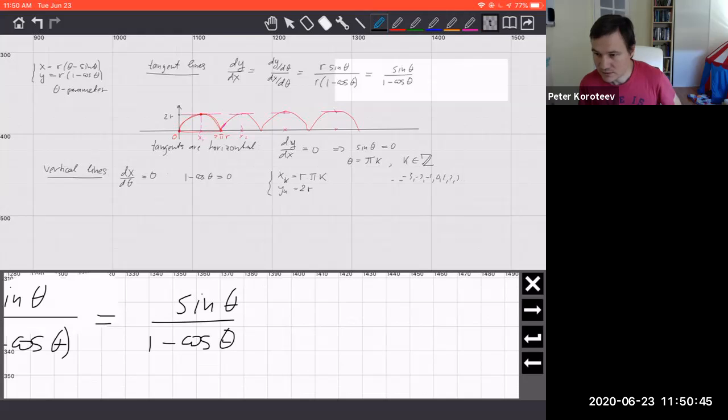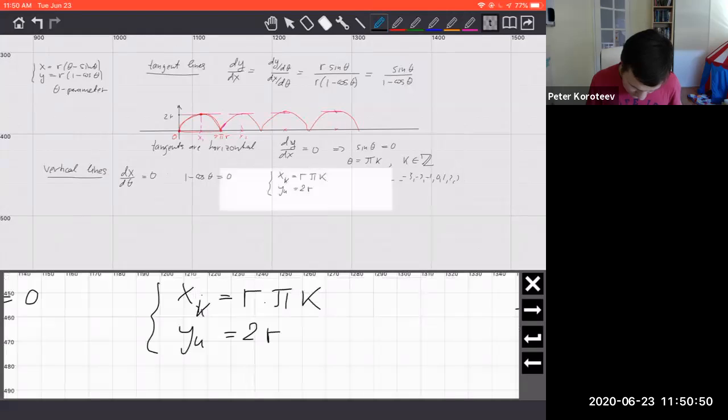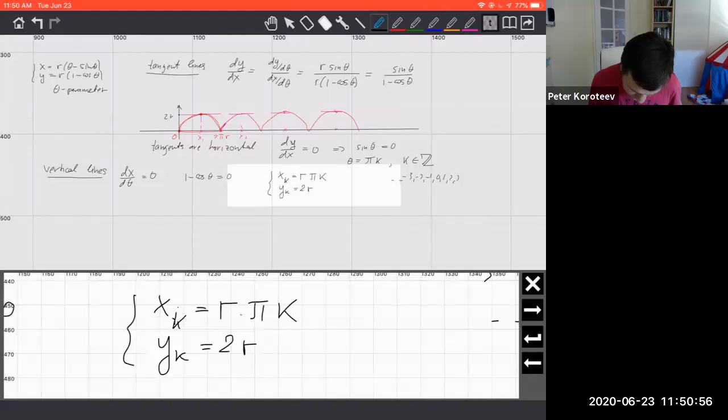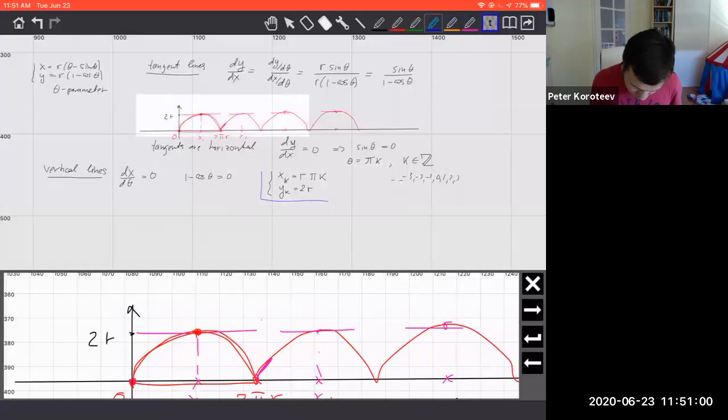I'm not sure what it says when you wrote y something equals to r. Oh, sorry, it's the k. So these are y sub k. So these two formulae show the position of points when the tangent lines are horizontal.